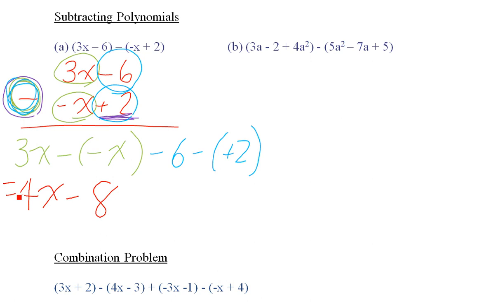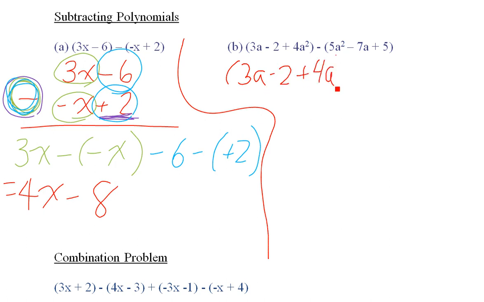Now, if you are thinking in your head, hey, wait a minute, we just learned about subtracting integers, and when we subtracted integers, we added the opposite. So hey, couldn't I just turn this into an addition problem? And the answer is yes, you can. So you could, if you wanted to, think of this as 3a minus 2 plus 4a squared. And then you're going to change that subtraction. You're going to add the opposite.